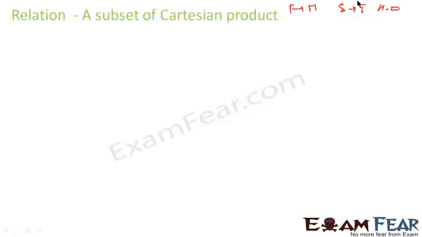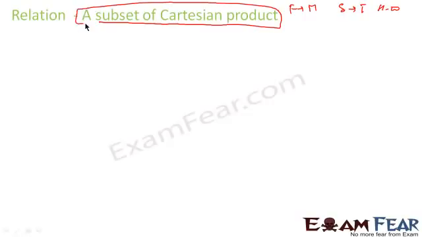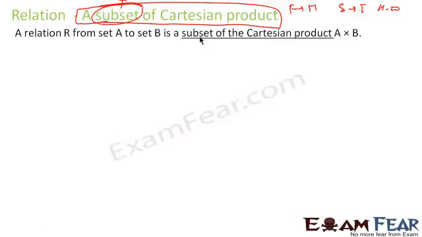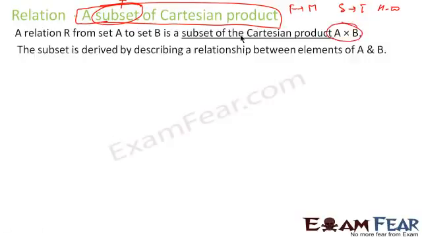Now we'll discuss relation in terms of Cartesian product. Relation is nothing but a subset of Cartesian product. Please note, subset is a very crucial word. Relation is a subset of Cartesian product A cross B. And that subset is derived by describing a relationship between A and B, because we can have n number of subsets. So to create a subset, we should have a relationship. This is the relation which is followed.